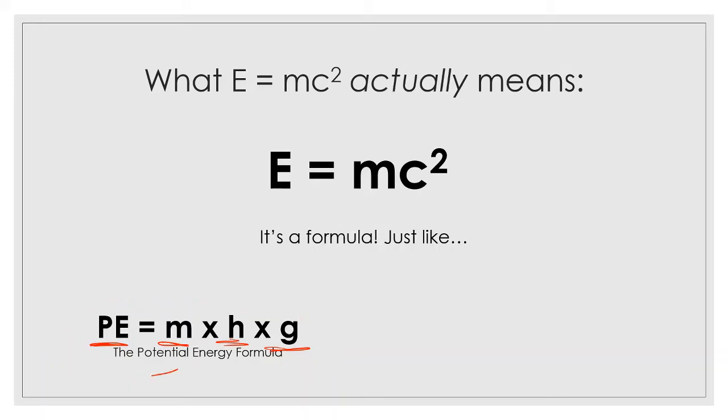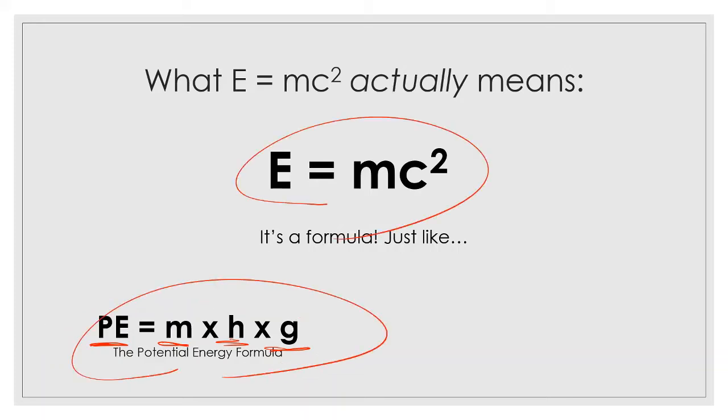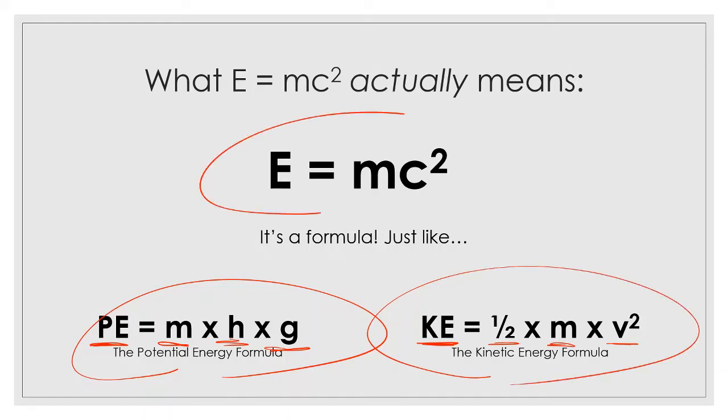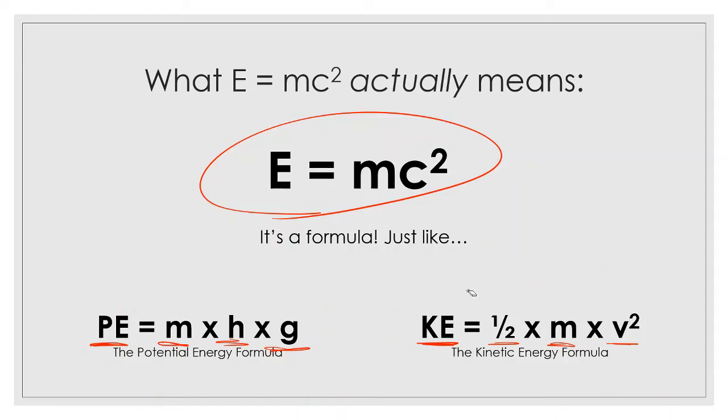So, just like this is a formula, this here is also a formula. The other example that we saw was the kinetic energy formula. You guys could probably all tell me that this means kinetic energy equals 1/2 times mass times velocity squared. The E equals mc squared formula is really not that much more complicated than these two formulas that we're seeing here. But the stuff that it means, or the implications that we're going to talk about, are the reason why it's considered really complicated and really advanced.